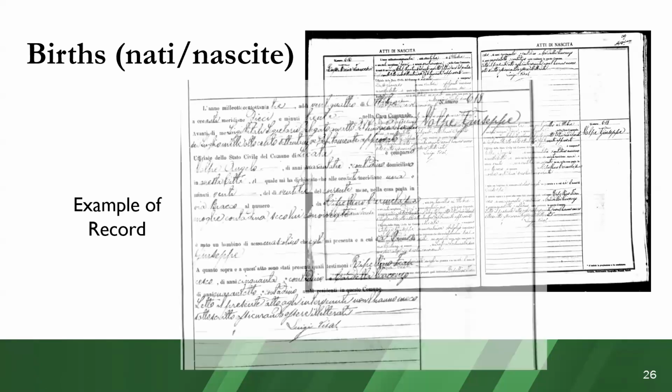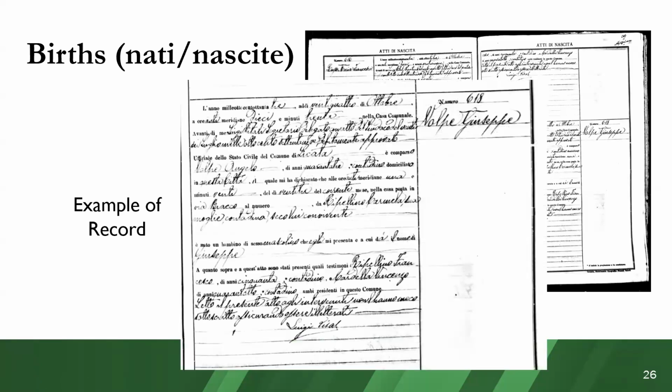We're going to focus in on this one here. This is Giuseppe Volpi. We looked at his passenger list earlier. He was the 618th baby born in this particular town in this particular year, okay? Notice too that the further back you go, it's all handwritten. But a lot of these later ones in the late 1800s, early 1900s are going to be forms that they just filled out. So you're going to focus more on the handwriting parts as opposed to the other parts.